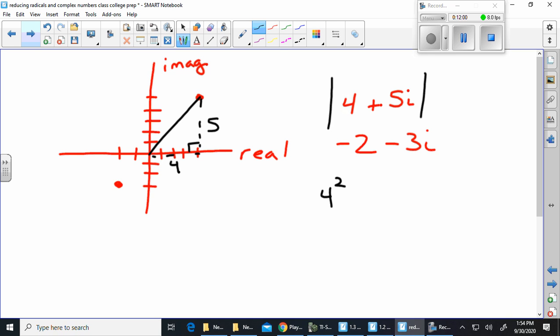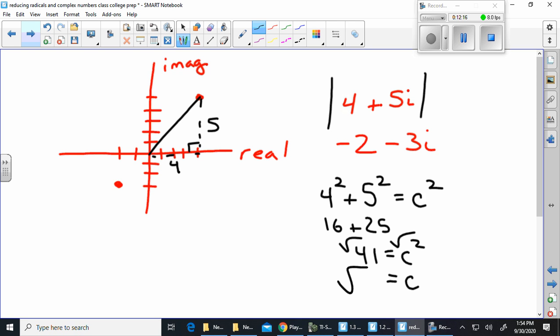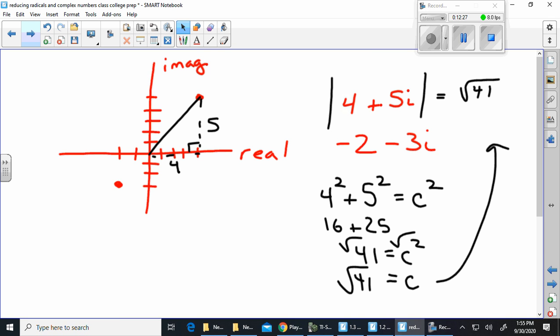Pythagorean theorem, a squared plus b squared equals c squared. So that would be 16 plus 25, 41 is c squared, which means c is radical 41, which would be that distance. That is called the magnitude, but really think of it as absolute value. We don't want decimals, reduced radicals. If that would have been like 40, you would have wanted to reduce that radical.